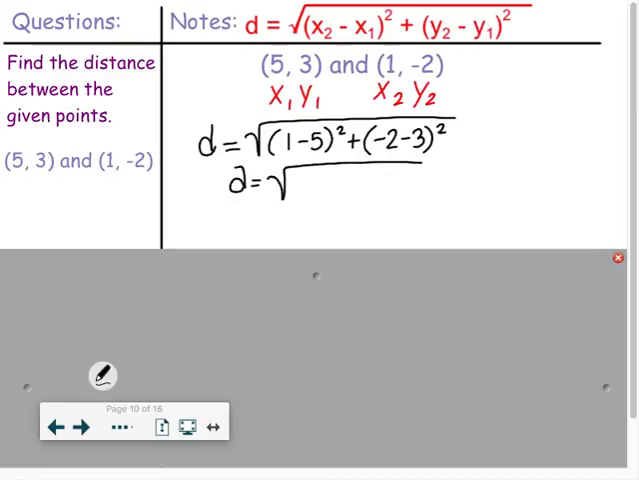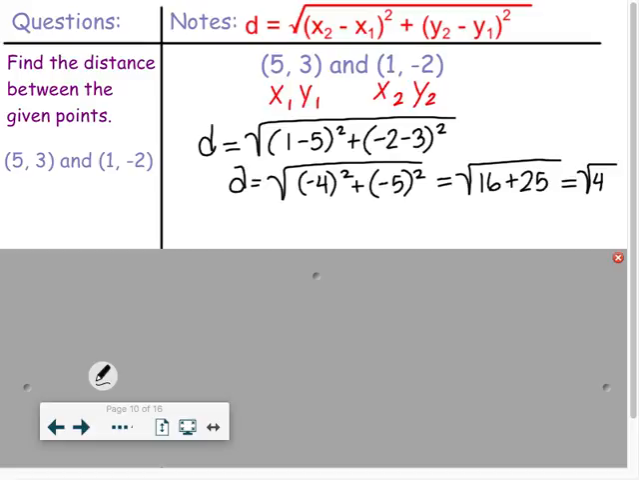Next, following the order of operations, I'm going to solve inside the parentheses. So 1 minus 5 is negative 4, and negative 2 minus 3 is negative 5. If I square each one of those, I'll get positive 16 and positive 25. 16 plus 25 is 41. So the exact answer is the square root of 41. An approximate answer, if I round to the nearest tenth, is 6.4.